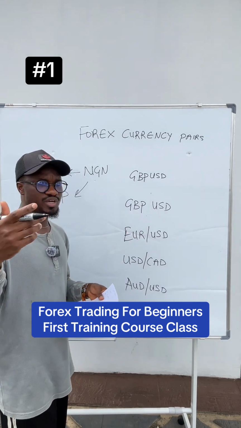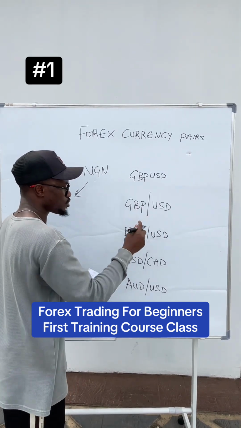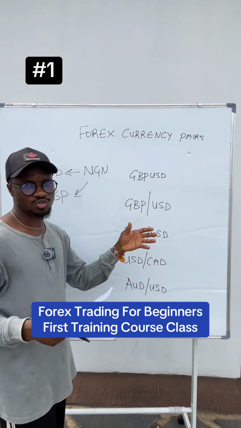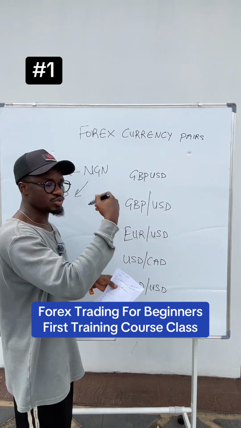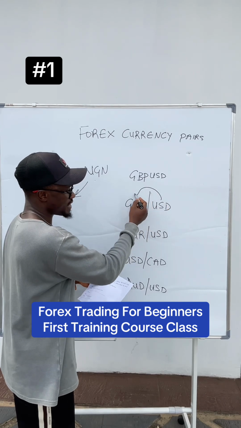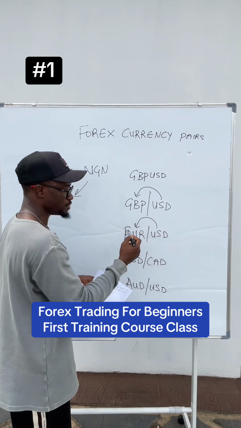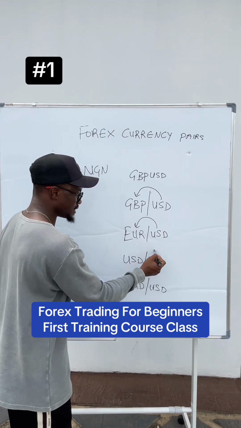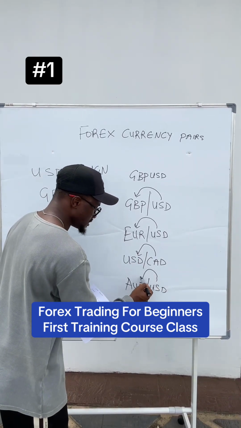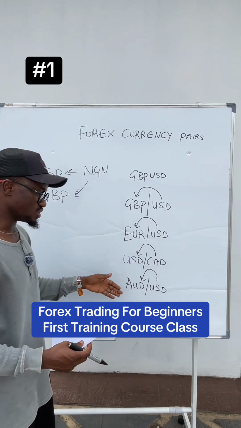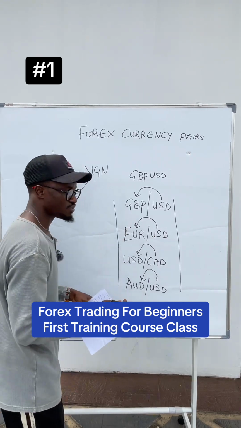But I'm using the pair symbol as a beginner so that you can easily differentiate that we have currency of two different nations combined together. So as you can see right here, it means we want to spend our USD to buy British pound sterling. We want to use our USD right here to buy euro. We want to use our Canadian dollar right here to buy USD. We want to use our USD here to buy AUD. So this is what we mean by currency pairing in the forex market.